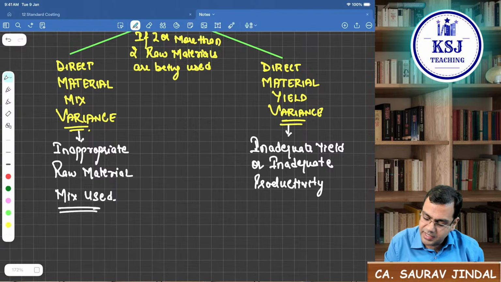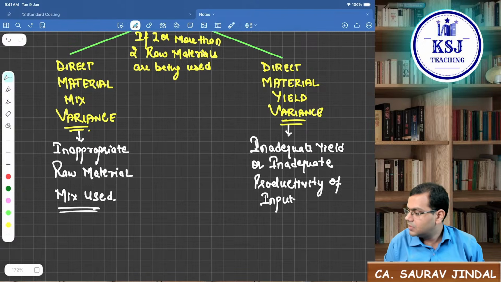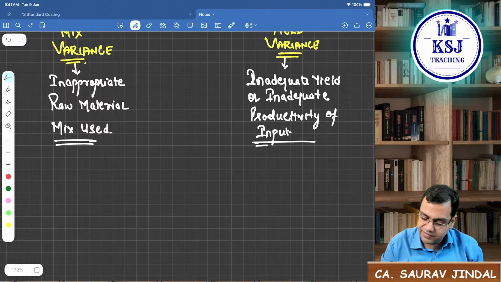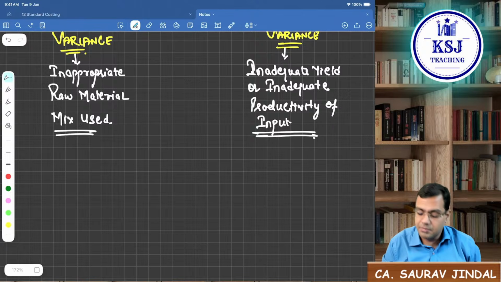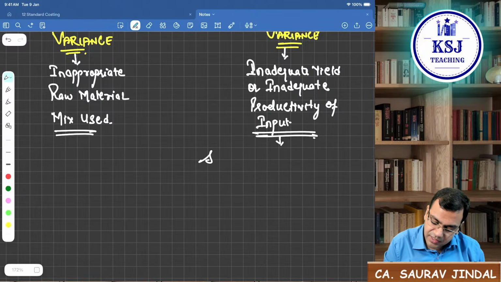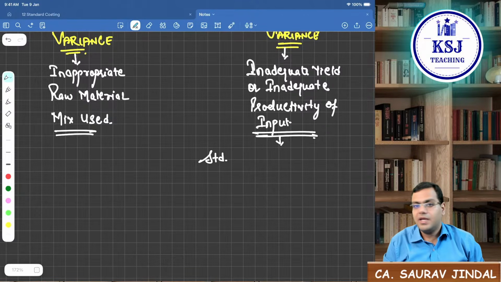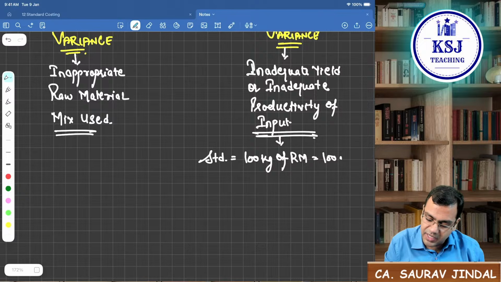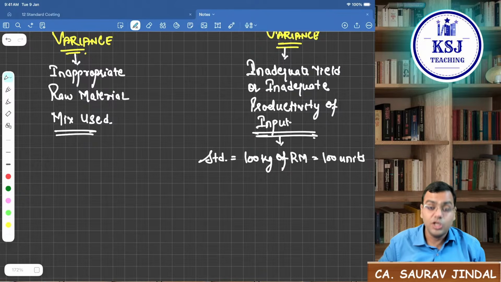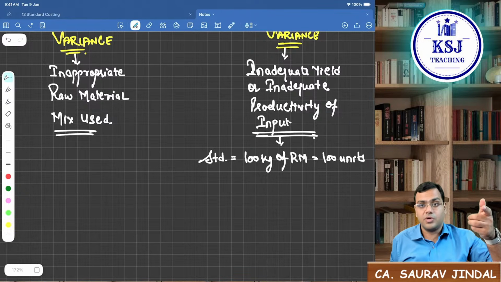Inadequate yield or inadequate productivity of input. Now, what does it mean? It means that you have set the standards: in 100 kg of raw material, you will be able to manufacture 100 units. That is your thought process.